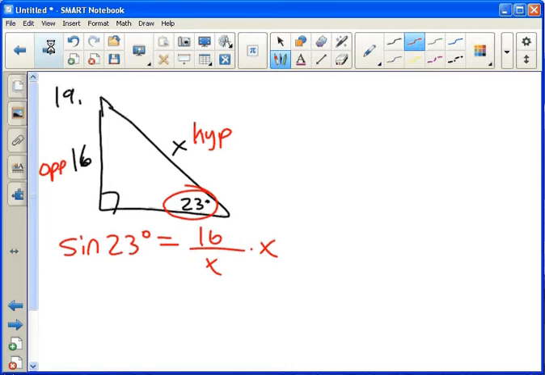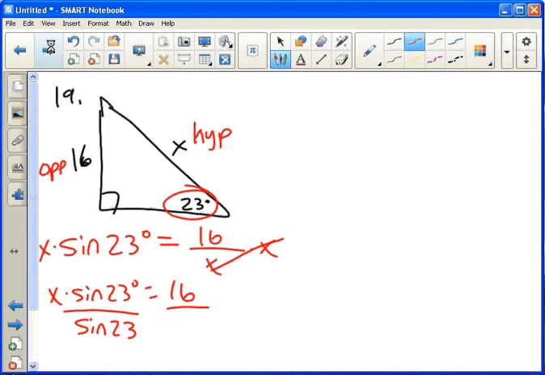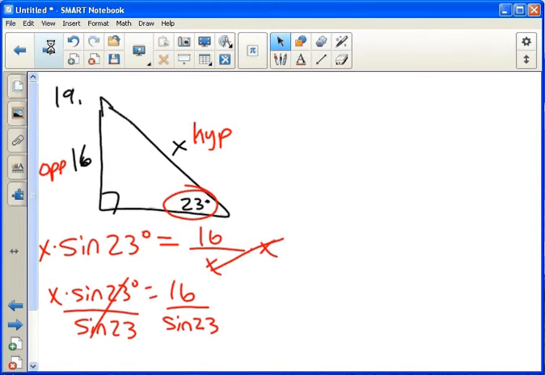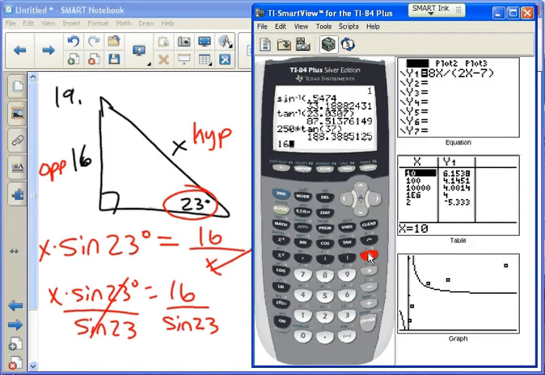So we have x times sine of 23 degrees equals 16. Divide both sides by sine of 23. We get 16 over the sine of 23 degrees. And you get 40.95 degrees.